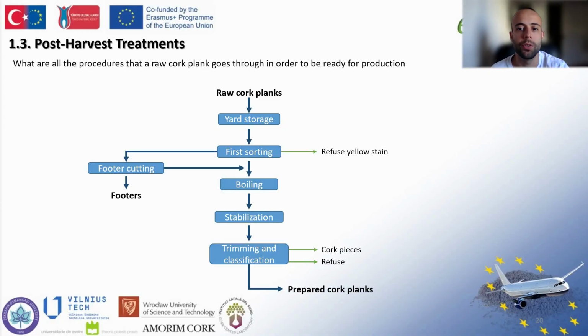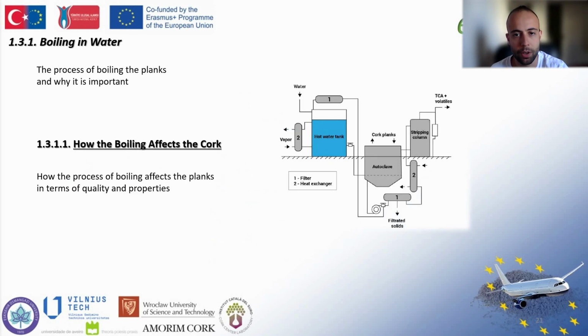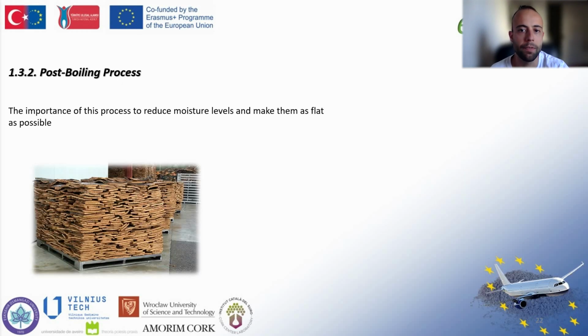In the post-harvest treatment section, we'll learn about all the procedures that a raw cork plank goes through in order to be ready for production. Starting with the water boiling, its conditions and importance, and how this process affects the planks in terms of quality and property. After boiling, the planks need to go through some treatments, such as air drying to reduce moisture levels and be ready for processing.